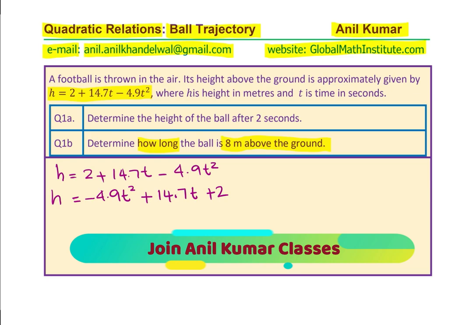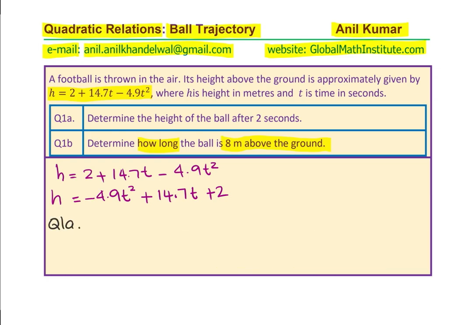Now let's do part A, which is question 1a. Determine the height of the ball after 2 seconds. That means t equals 2. So you just substitute 2 in your equation. So you get height when t equals 2 is equal to minus 4.9 times 2 squared plus 14.7 times 2 plus 2, correct? And you can use your calculator to calculate this value.